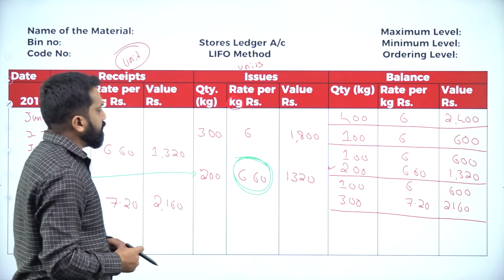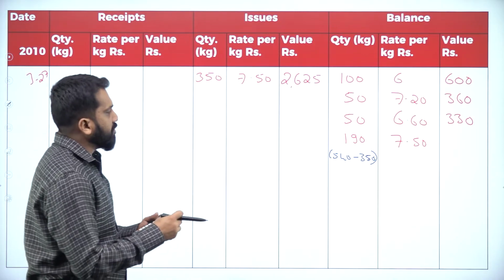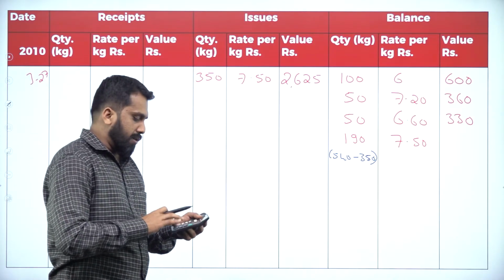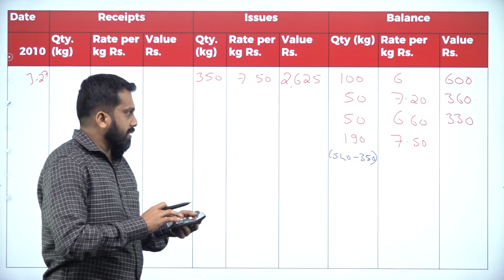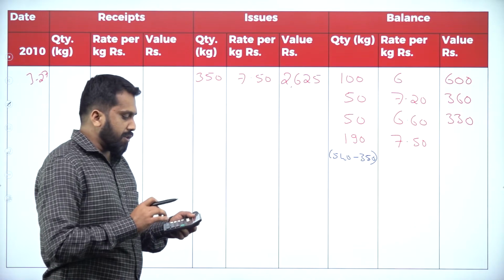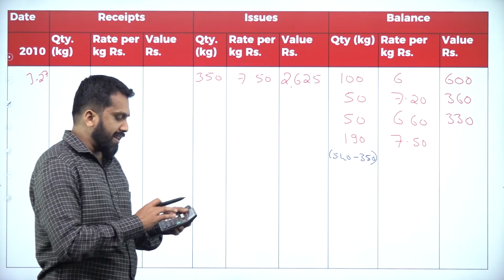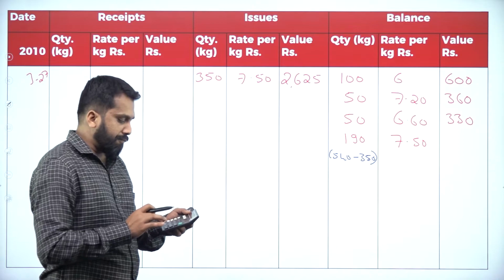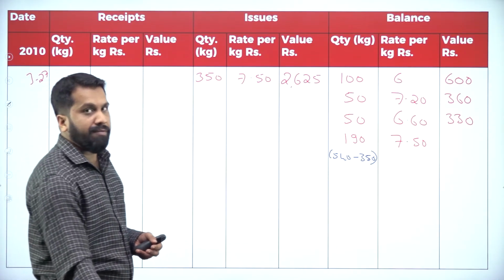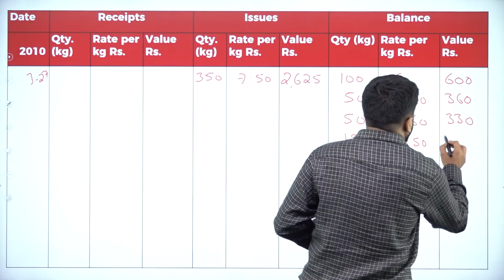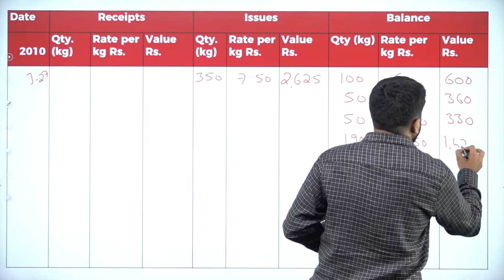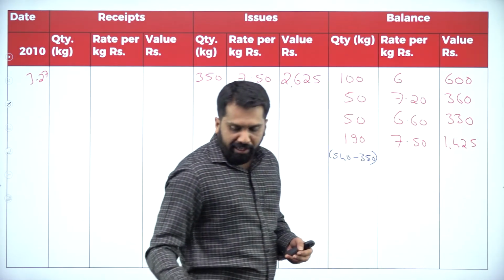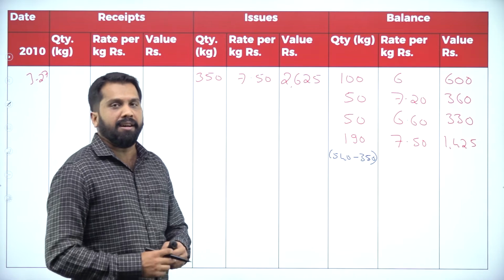Clear? Now, if you multiply, how much will you get? 540 minus 350, you will get 190 multiplied with 7.5. So, the answer is 1425. 1425 is your answer.